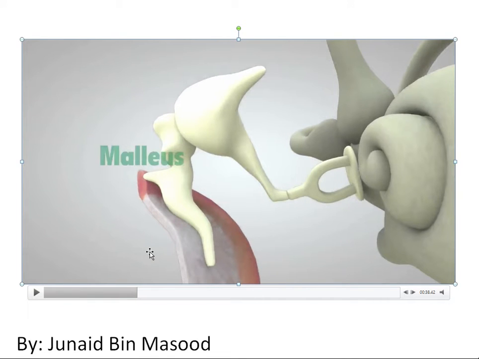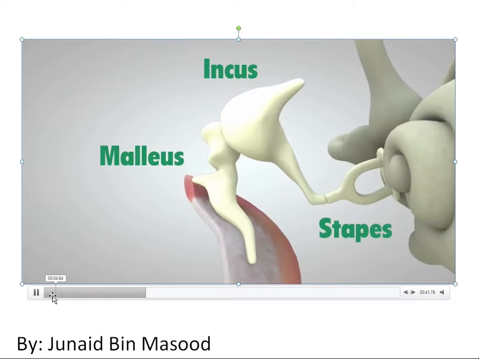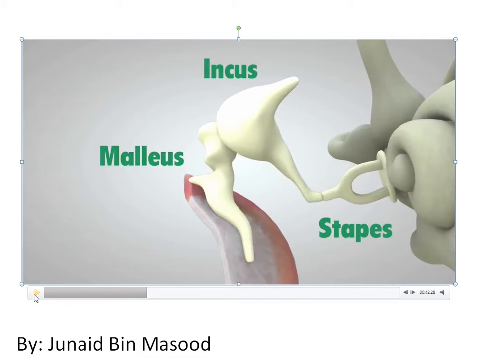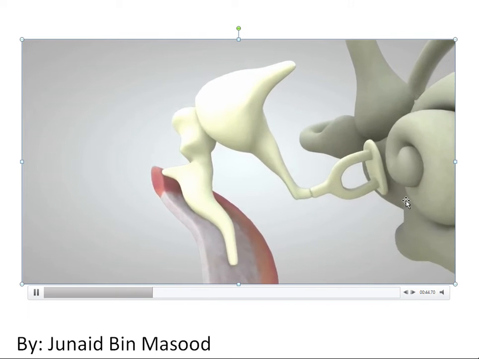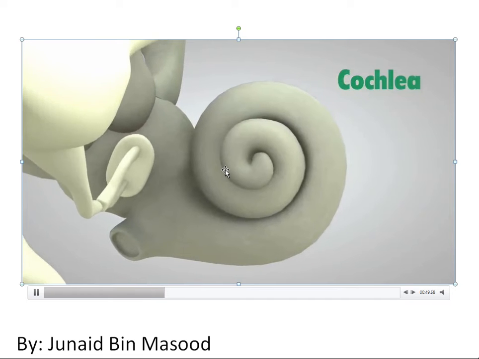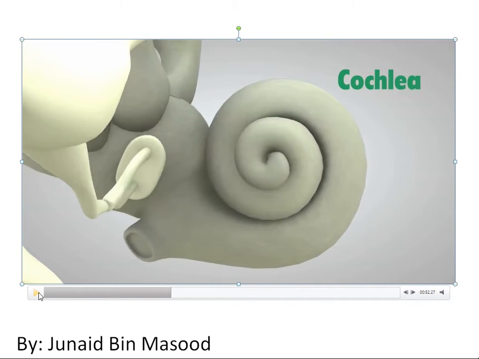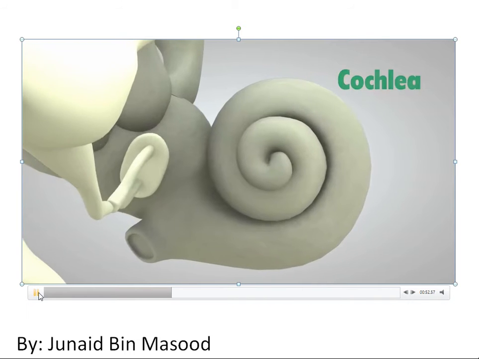When it vibrates, this membrane causes the bones to move. There is a chain of three bones: hammer, anvil, and stirrup. These are the malleus, incus, and stapes, which are labeled in your book as hammer, anvil, and stirrup. So the hammer moves, causing the anvil and stirrup to move. The stirrup presses, or compresses, the cochlea. The cochlea is shaped like a snail. It is the size of a pea, and it is shaped like a snail.